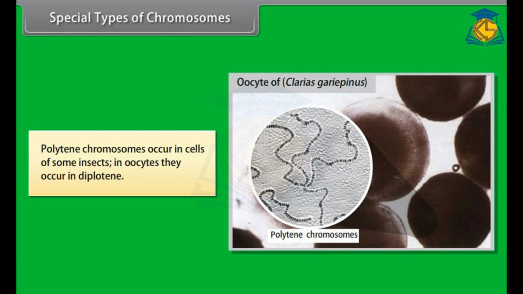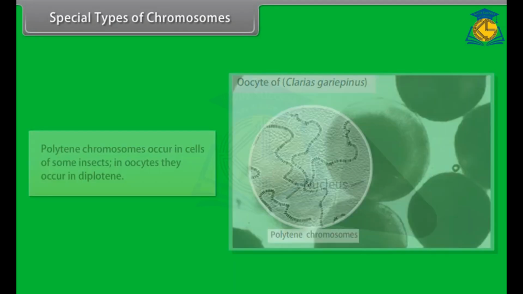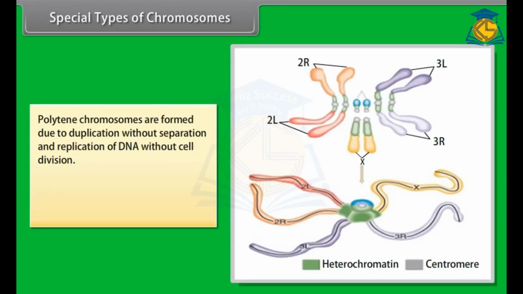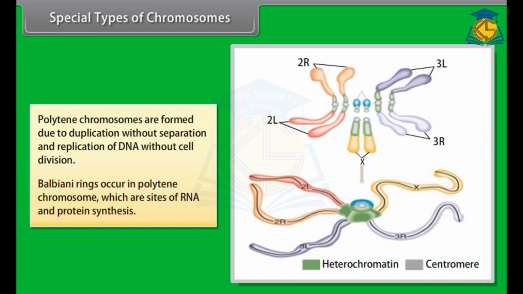Polytene chromosomes occur in cells of some insects. In oocytes, they occur in diploidine. Polytene chromosomes are formed due to duplication without separation and replication of DNA without cell division. Balbiani rings occur in polytene chromosomes, which are sites of RNA and protein synthesis.